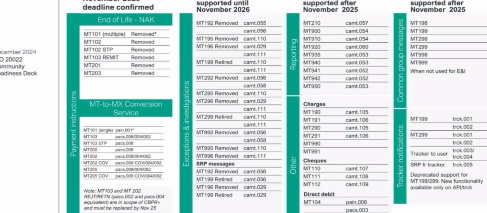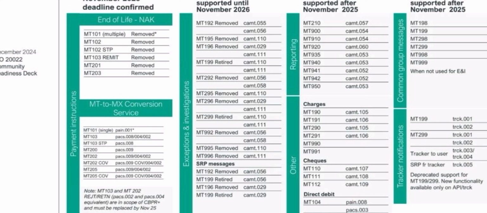Similarly, the tracker notification, MT199, is deprecated but supported after November 2025 as well. So 199 is being used to send out the statuses on the GPI. That is equivalent to TRCK. This comes under the TRCK category messages.